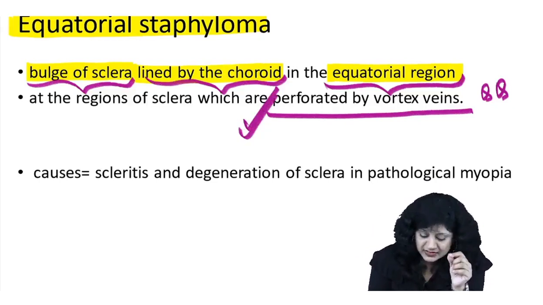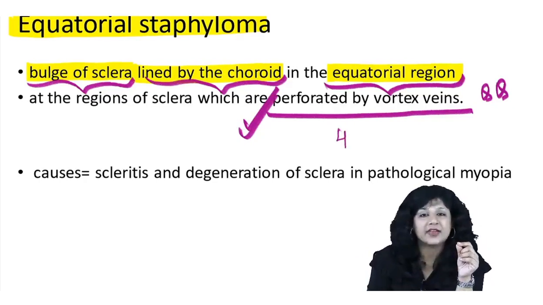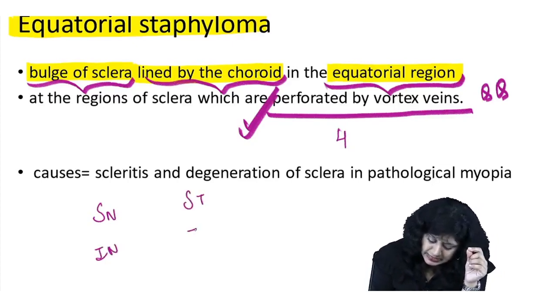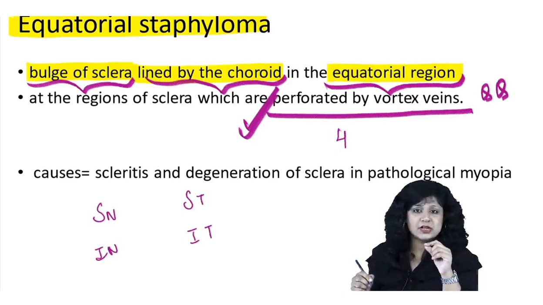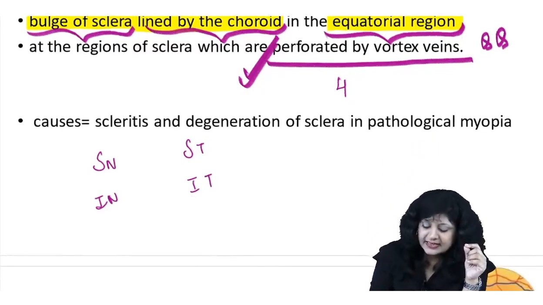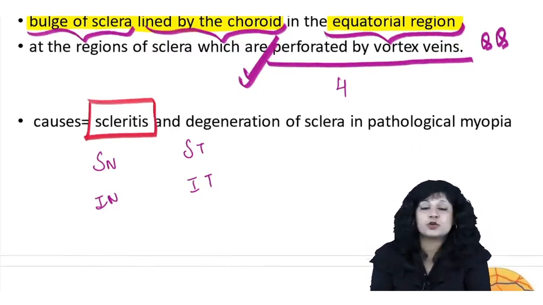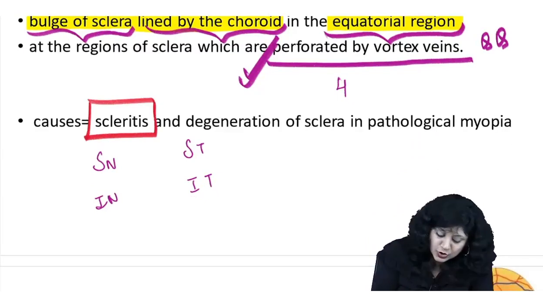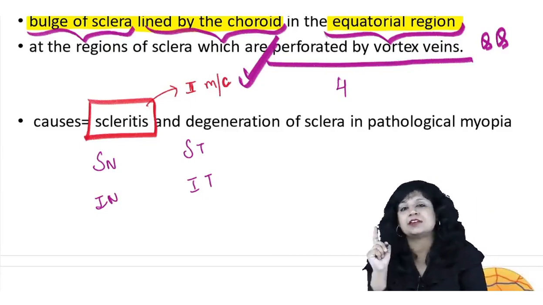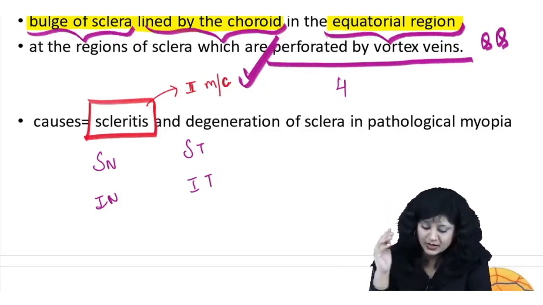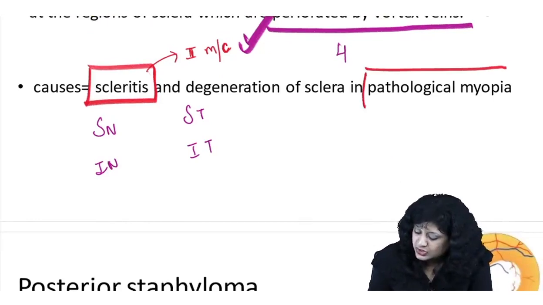How many vortex veins do we have? We have 4 vortex veins: supranasal, infranasal, supratemporal and infratemporal. So what are the reasons where I can get this equatorial staphyloma? One is scleritis. This is the second most important. The most important was the ciliary staphyloma that you get in patients of scleritis, and next we have this equatorial staphyloma, and then we have pathological myopia.